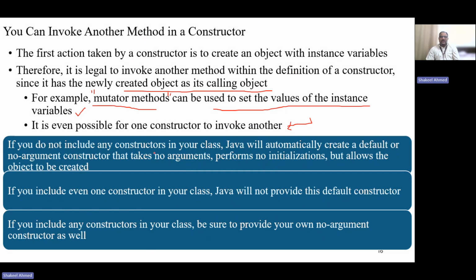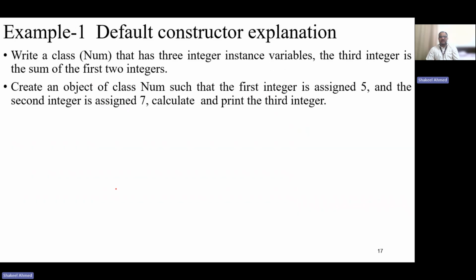If you do not include any constructor in your Java class, Java will automatically create a default no-argument constructor, like what I mentioned, that has no arguments and performs no initialization, but allows objects to be created. If you include even one constructor in your class, Java will not provide this default constructor. So you have to create a constructor and then you will override the default constructor. If you include any constructor in your class, be sure to provide your own no-argument constructor as well. That's where you will write your constructors as such.